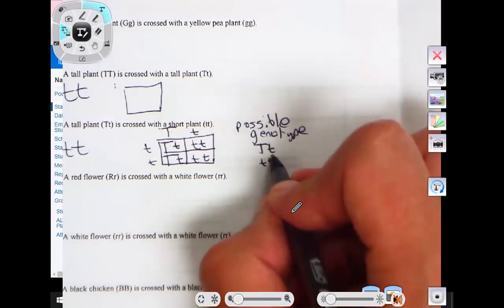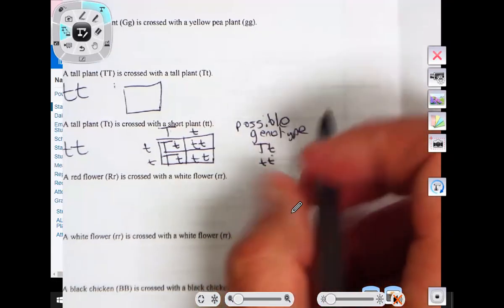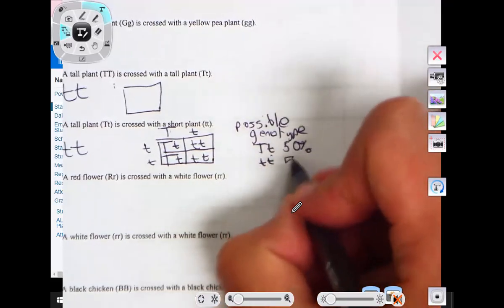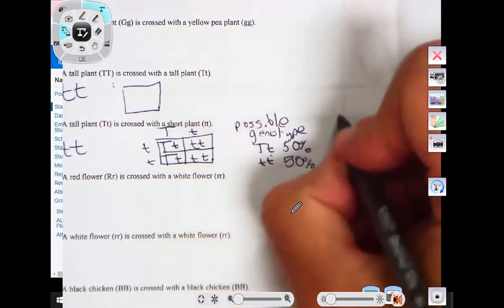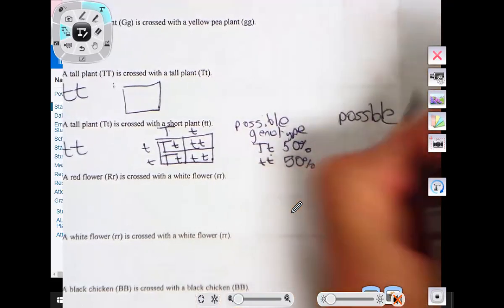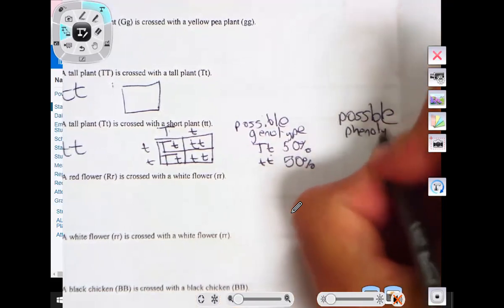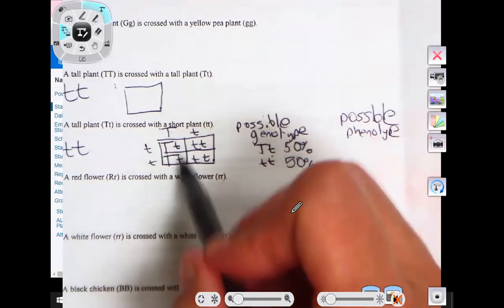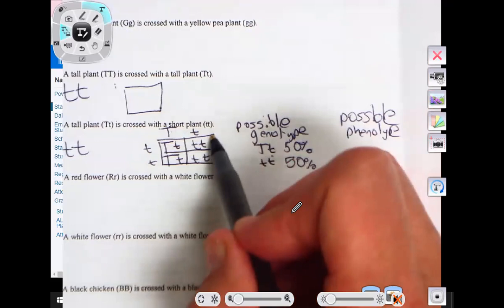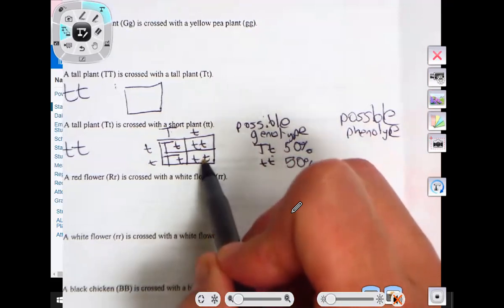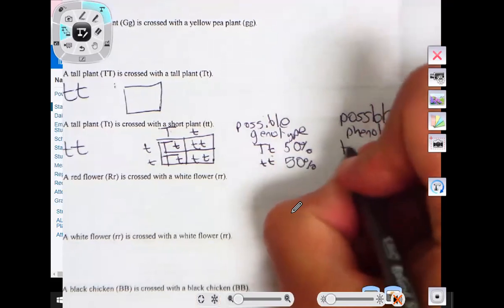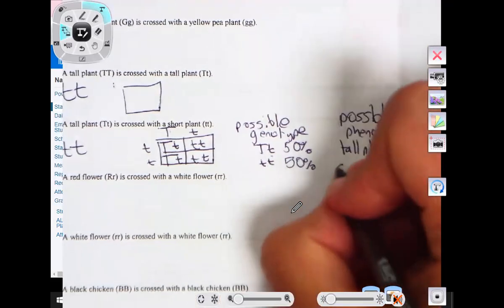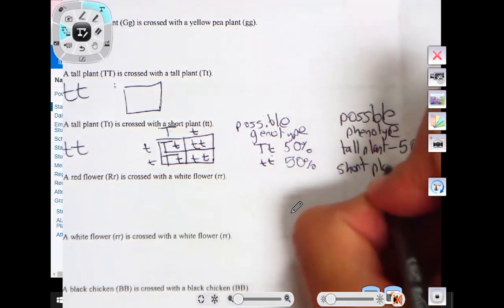All right, big T, little t. What's the chance of getting big T, little t? 50%. What's the chance of getting little t, little t? 50%. So that's the genotypes. What are the possible phenotypes? 50% chance for what? 50% chance for tall, because this one would be tall, this one would be tall, but this one would be short, and this would be short. So for tall plant, it's 50%. For short plant, it is 50%.